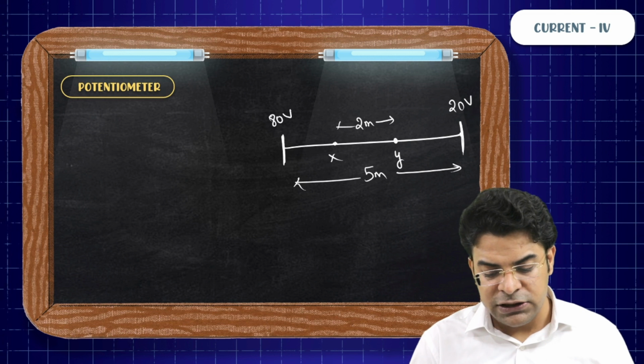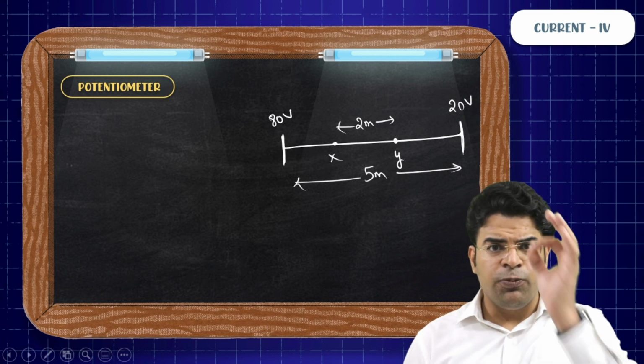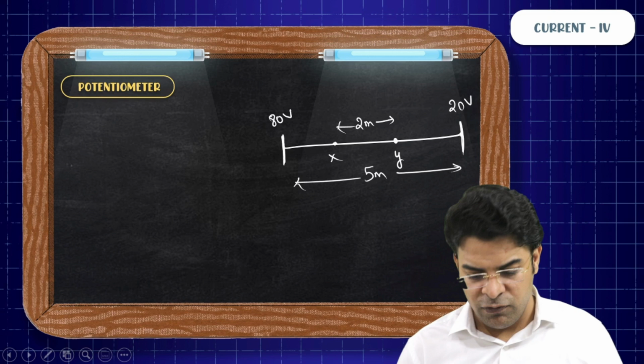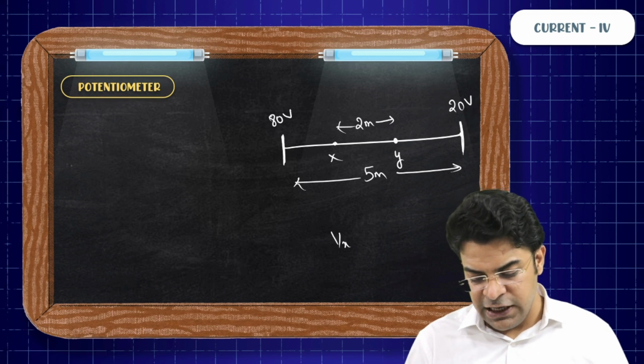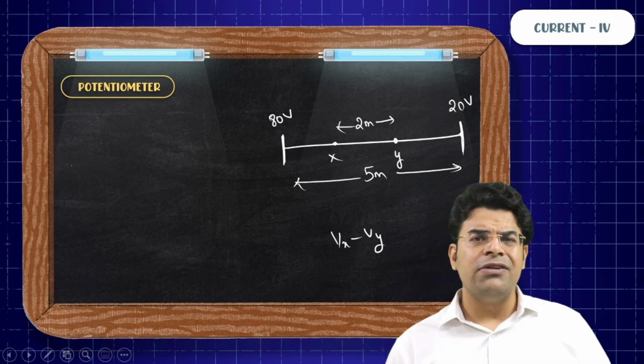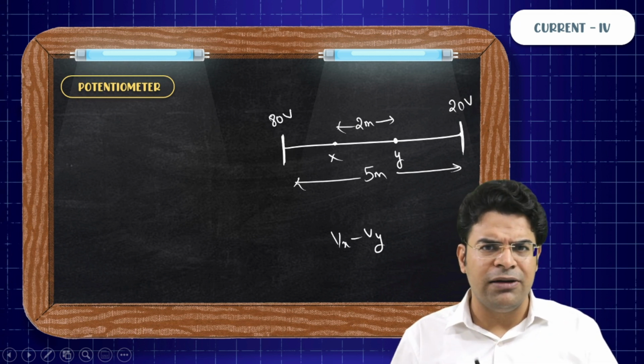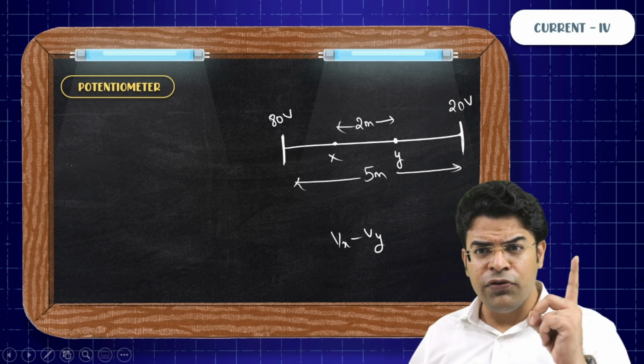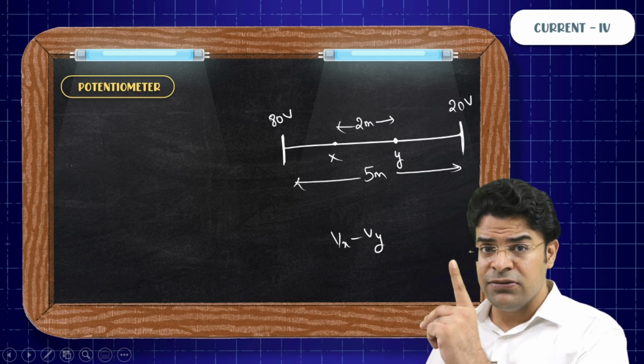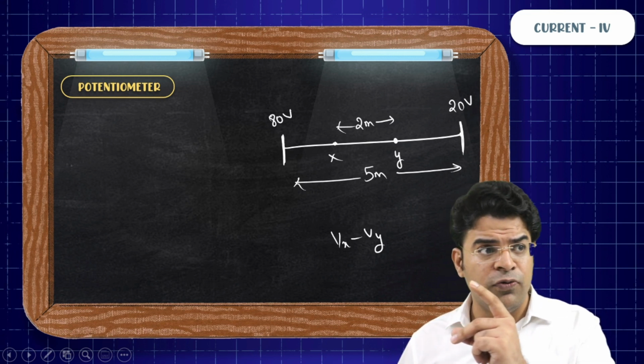Your mission is to tell me two things. Which point will be at higher potential, X or Y? Second thing, what is Vx minus Vy? So you will say, sir, your first question, which point will be at higher potential, X or Y? I can answer it simply. On moving from left to right, the potential is decreasing. Yes. So the current must be flowing from left to right.